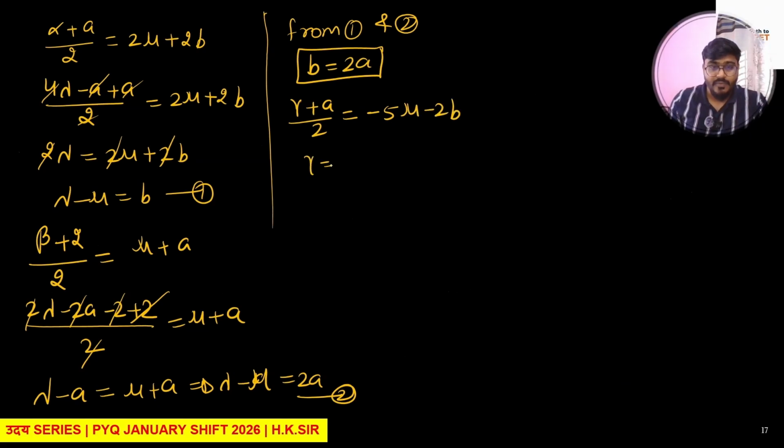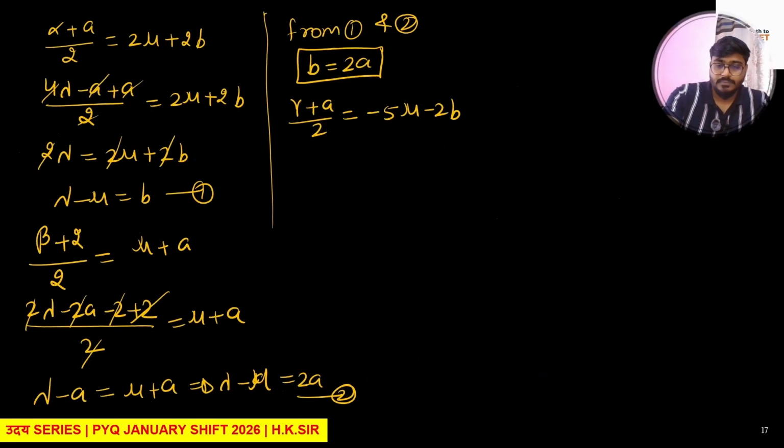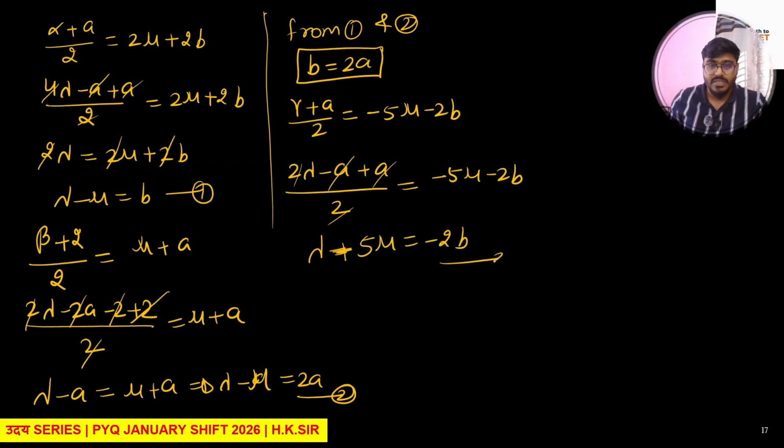So from here, what is the value of gamma? Gamma is 2 lambda minus a. So 2 lambda minus a plus a divided by 2 equal to minus 5 mu minus 2b. From here a cancels, 2 cancels, so we can write lambda plus 5 mu equal to minus 2b, bringing this mu to this side. This is equation number 3.